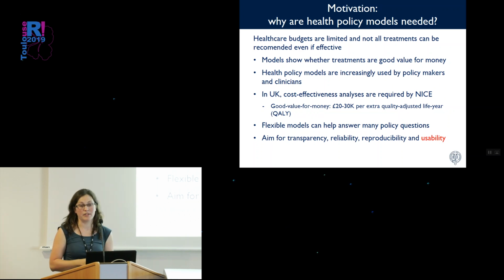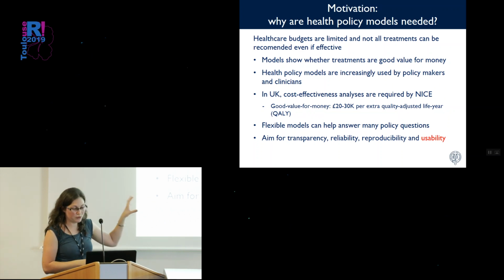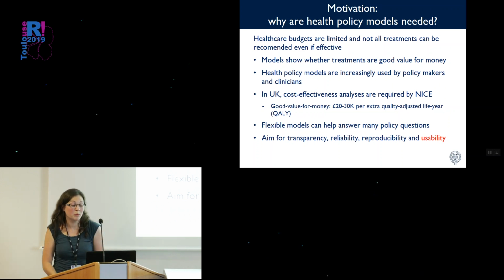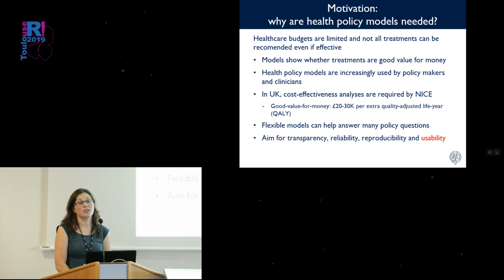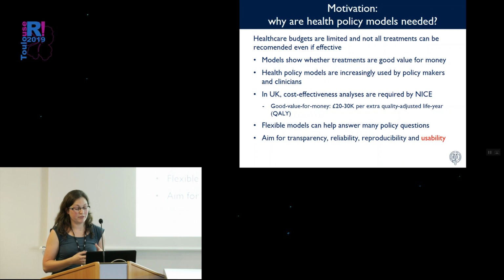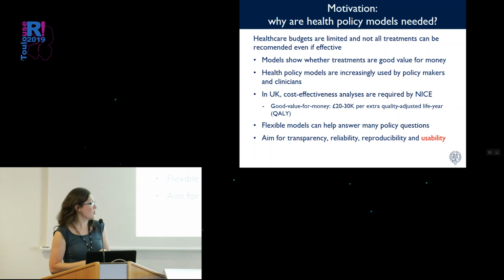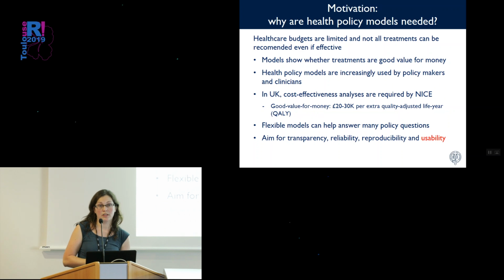And as you may know, we have an arbitrary threshold of 30,000 pounds per extra quality adjusted life year. So the modelers always look for this magic number when they do this analysis. And if we have a flexible model, it can answer many questions. So there's quite a lot at stake when we do the models. Therefore, we aim for things like transparency, reliability, reproducibility, obviously, and of course, usability as well. So how can we make our model used by other people? It's really the last part, the usability, that I'm going to talk about, but I will talk about other things as well briefly.